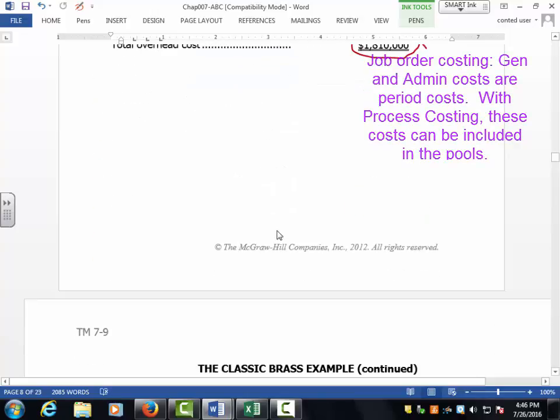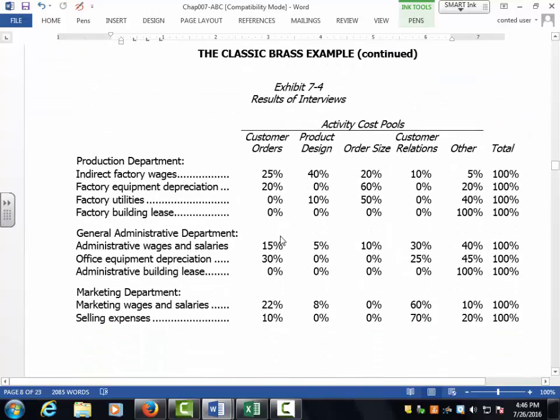Right? This is the hard part. Management of some type would have to turn around and say, okay, here are our cost pools: customer orders, product design, order size, relationships, and other.